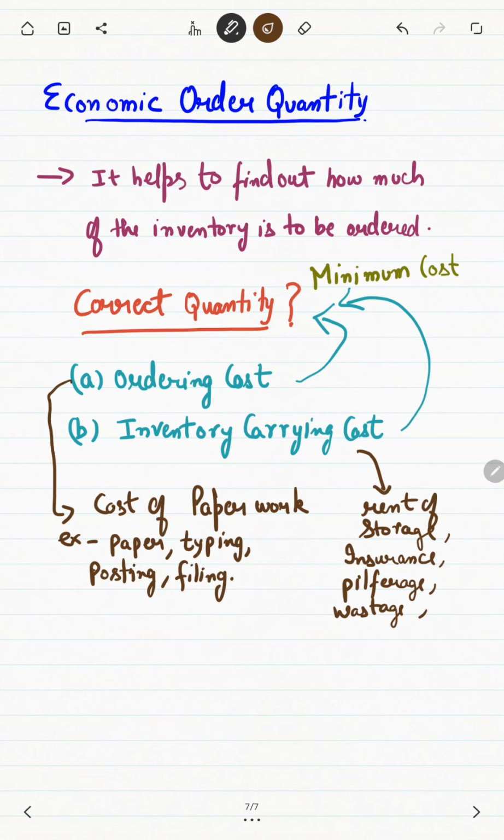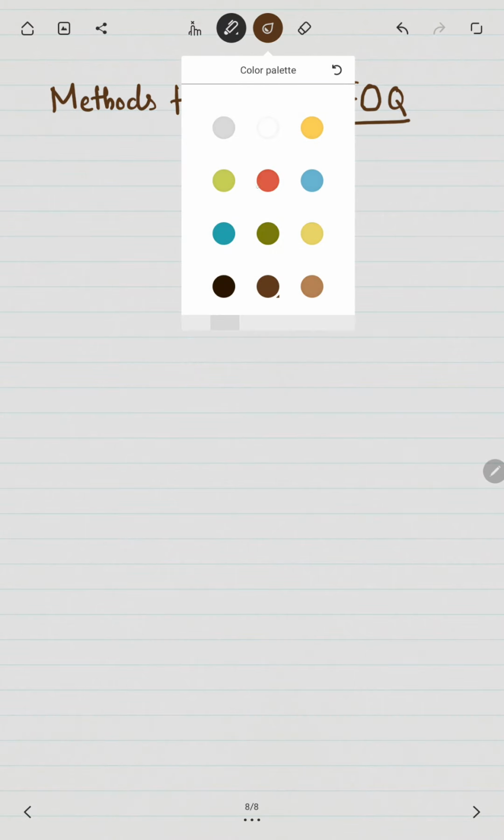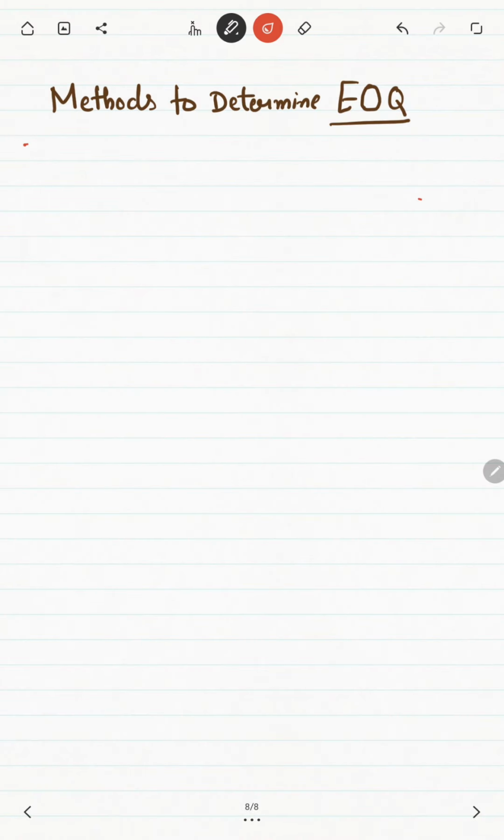Now how to determine the economic order quantity? There are various methods of determination of economic order quantity. Now we shall be studying the methods to determine EOQ. EOQ stands for economic order quantity. The first method used to determine the economic order quantity is the tabular method.